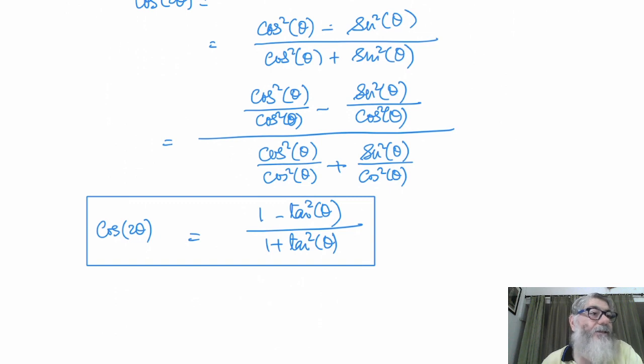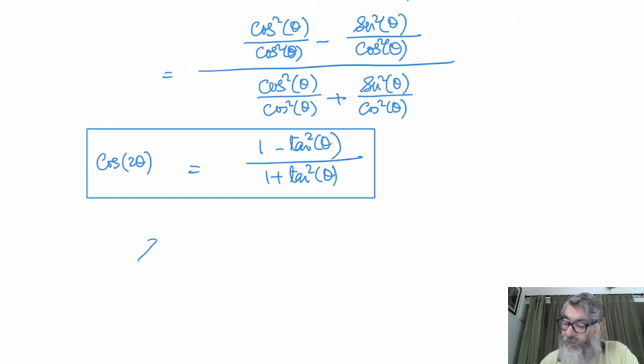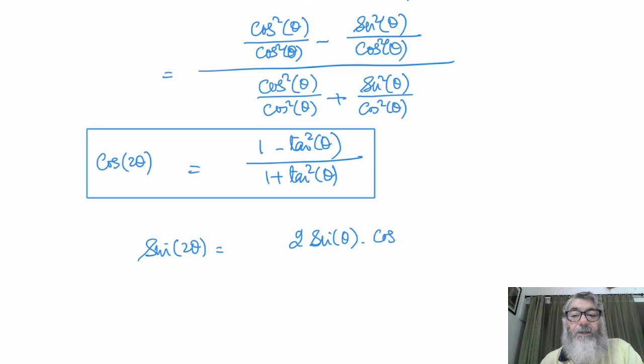Similarly, let us try and get the formula for sin 2 theta. This is cos 2 theta. Now sin 2 theta is 2 sin theta cos theta. It is also a direct formula, but I am going to derive it for you so that you can once again go through what we have already done. You could have written it directly there, there was no problem.